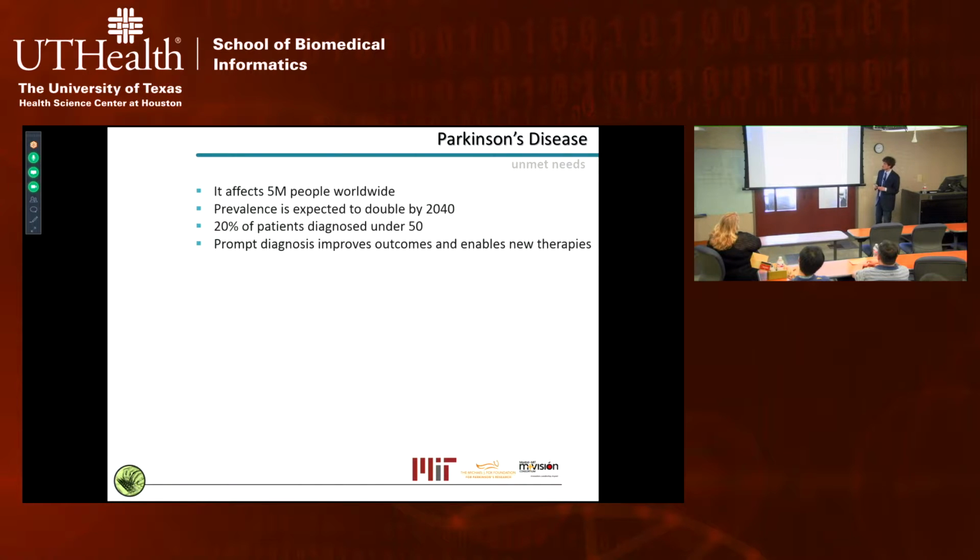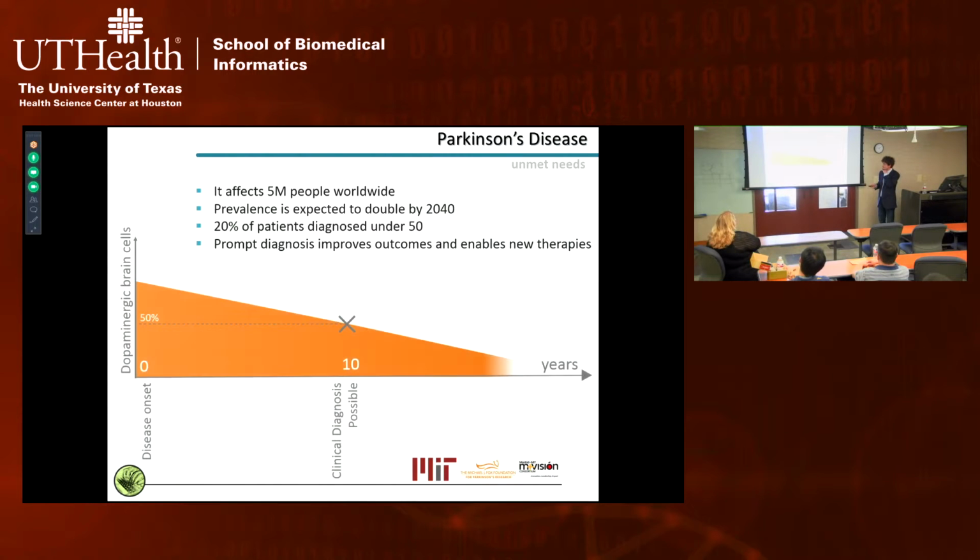Something that you might not know is that Parkinson's disease does not affect the elderly only. 20% of the patients are diagnosed under 50. But this type of neurological disease is very subtle, so the decline is very subtle. So most people who have Parkinson's don't tell anyone, and they just go on with their daily life. We know that prompt diagnosis improves the outcomes, although there is no definite cure, and enables new therapies. This second part is very, very important. Why?